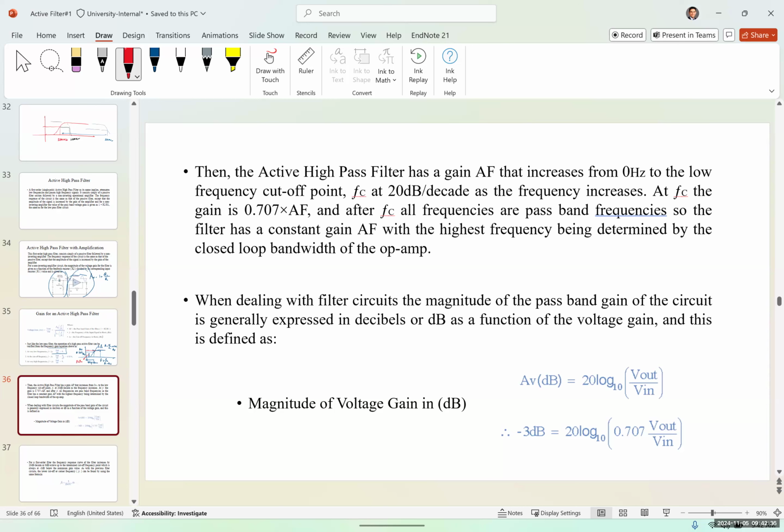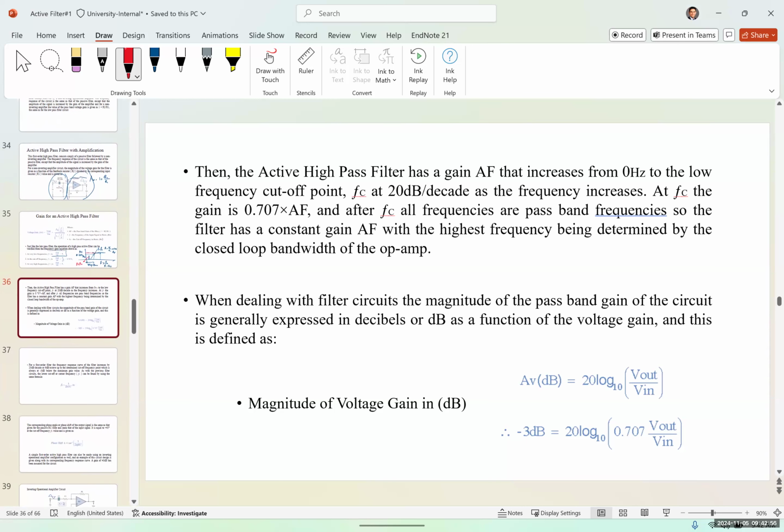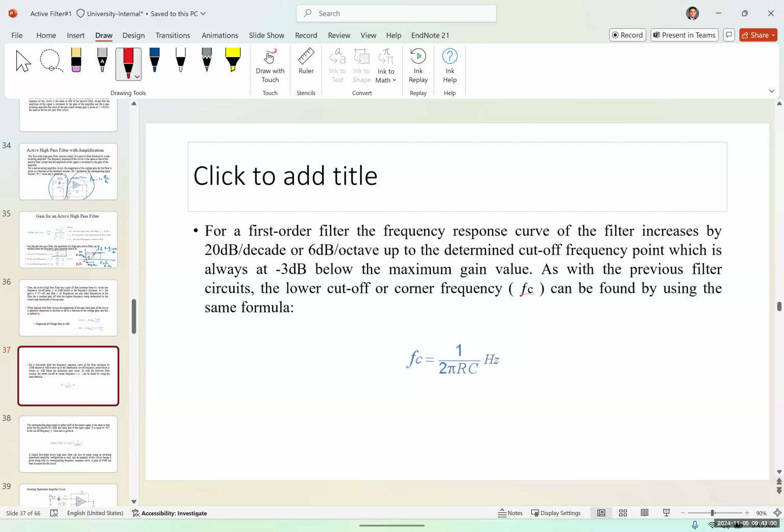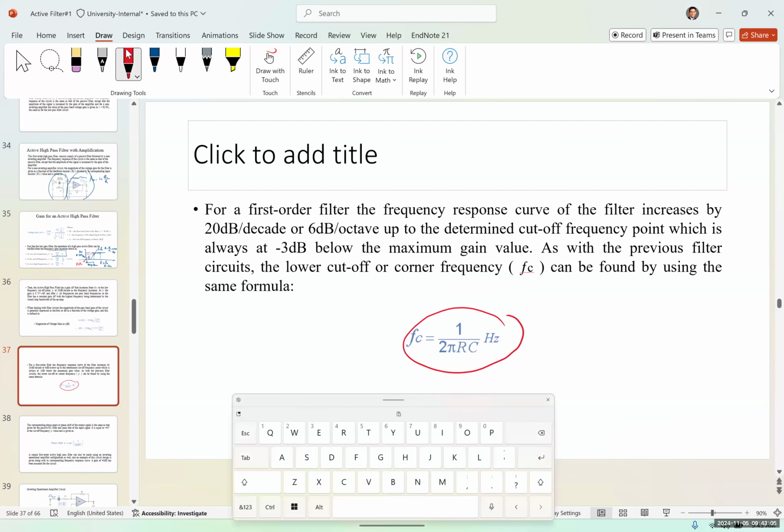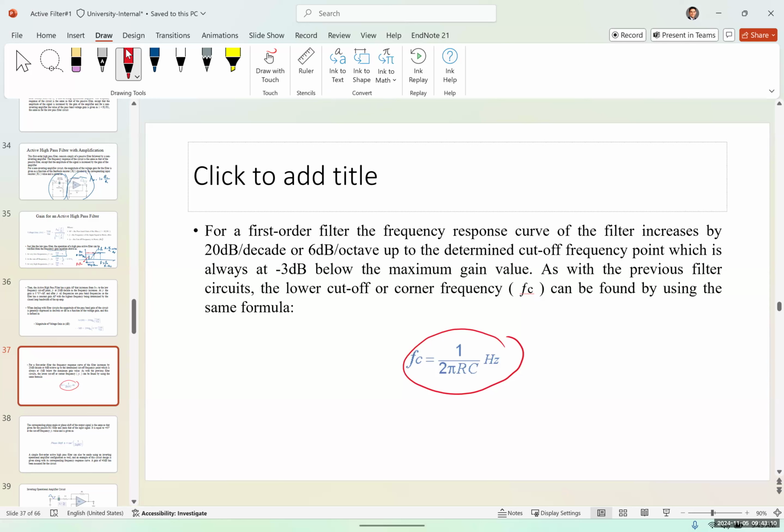And at FC, the gain is 0.707, or square root of 2 over 2, of AF. And after FC, all frequencies are passband frequencies, so the filter has a constant gain of AF. In other words, it's going to pass the frequency. Now, how do we determine the cutoff frequency? We determine the cutoff frequency using this equation. Again, it's similar to what we had in the low pass filter. FC is going to be equal to 1 over 2 pi RC.